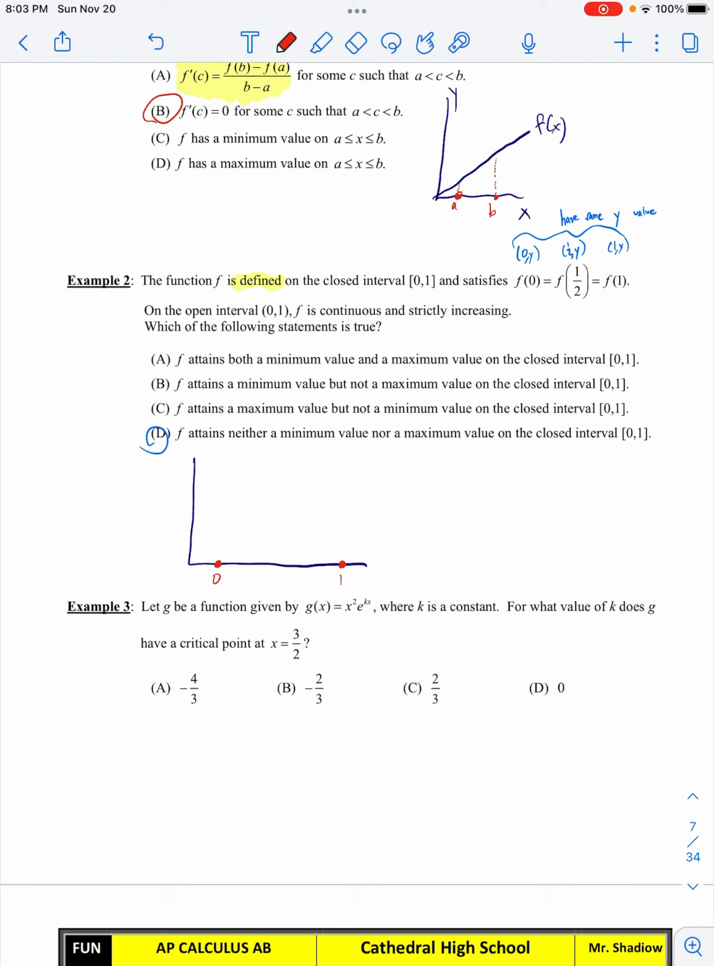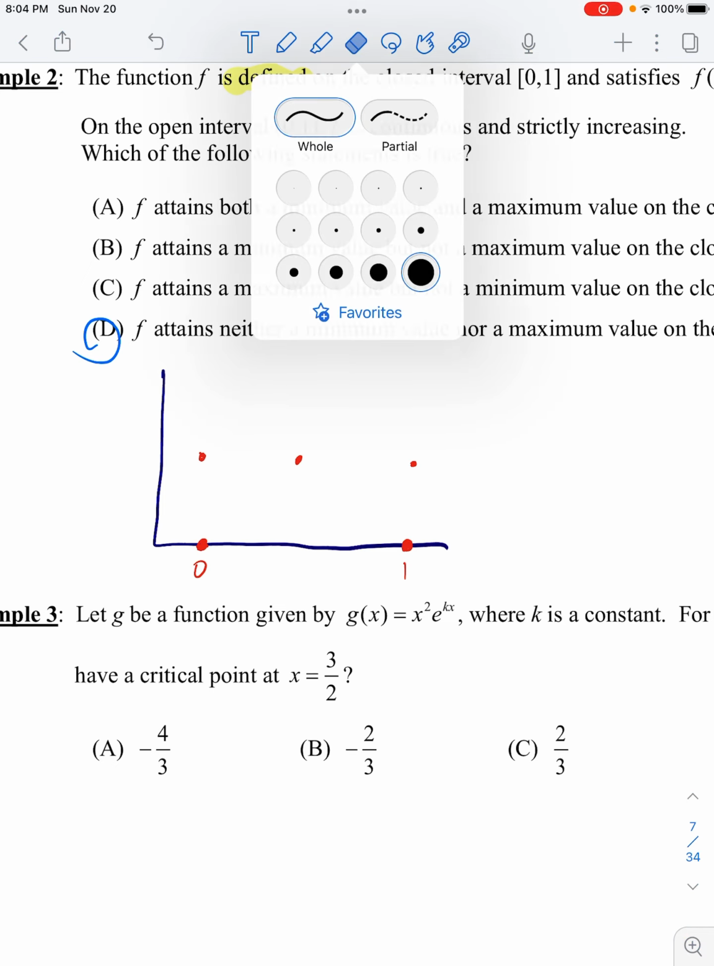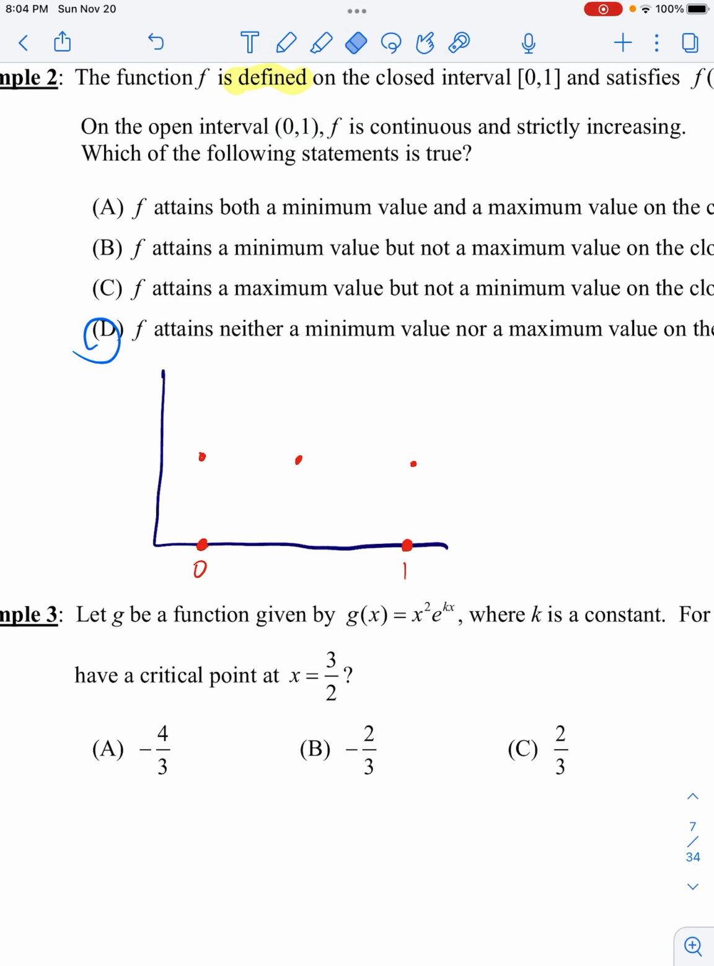So we know that 0, 1/2, and 1 all have the same y value. It's defined on the closed interval. On the open interval, f is continuous and strictly increasing. Here's what's going on, guys. I see what's going on.